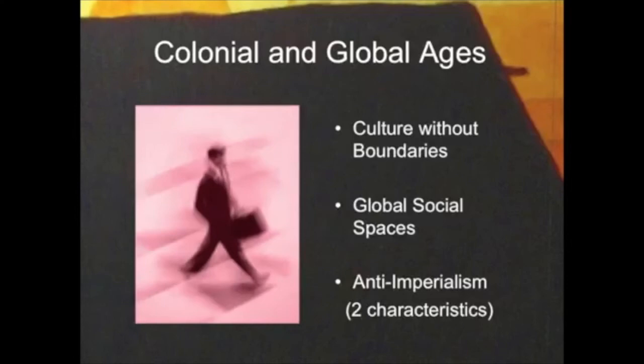Now let's take a look at what has changed through the eyes of cultural anthropologists. How has culture changed? How do we better understand this idea of global social space? And what is anti-imperialism? What are two of its primary characteristics? Well, the first thing to keep in mind is that our understanding of culture has changed as we shift from a historic point of view to a modern or even a postmodern or futuristic point of view.